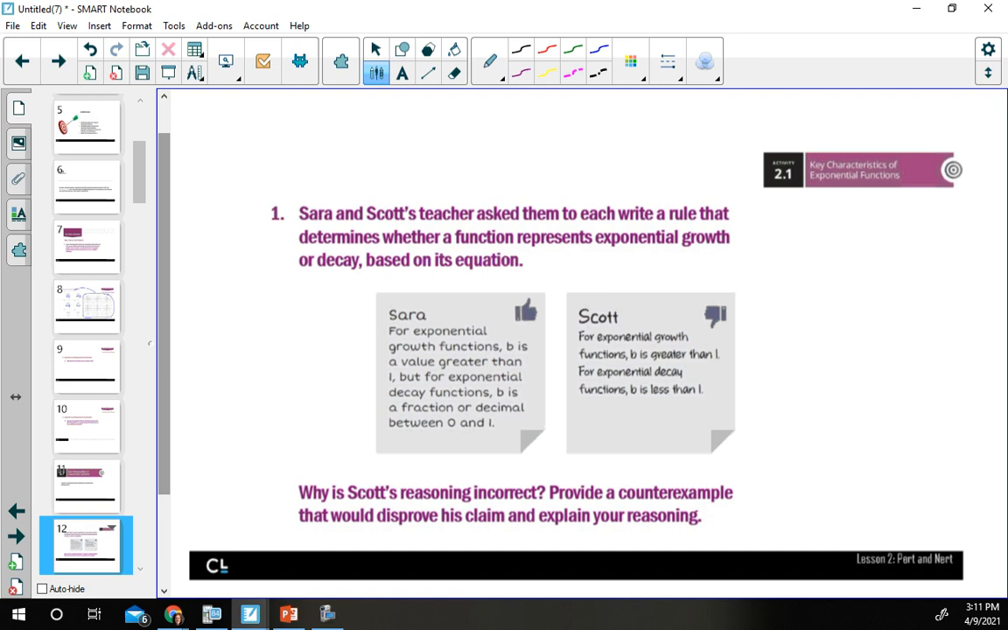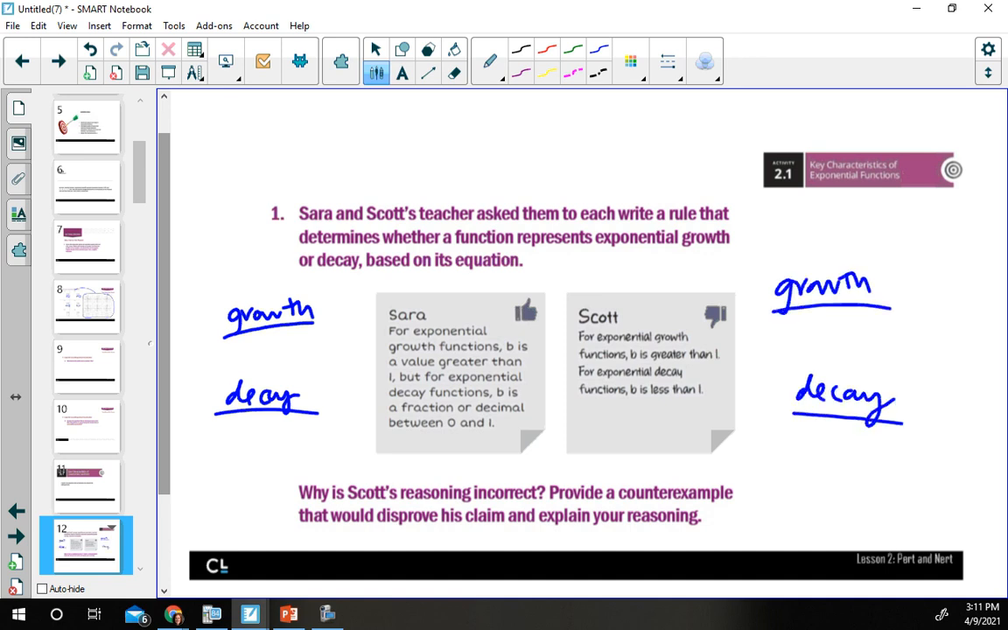So if we go ahead and try this, let's put our growth and our decay for each person. For it to grow on this one, it says the b value needs to be greater than 1. So if I make that b value greater than 1, my graph is going to grow. So go ahead and type in 2 to the x power. You should see that it grows.